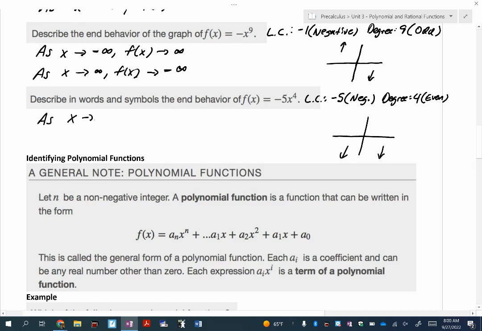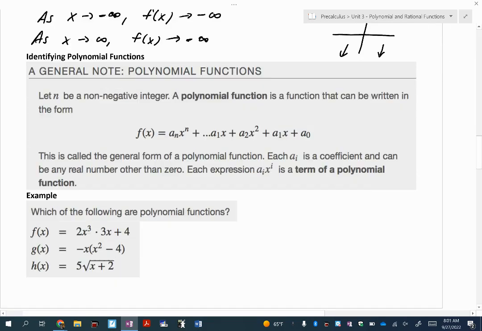Using my symbols, I'll say it as I write it. As x approaches negative infinity, the function is going down. And as x approaches positive infinity, the function is going down. That's the strategy, and hopefully that feels like a review. And if it's not, I'll show you guys in class a fun way that I remember it.